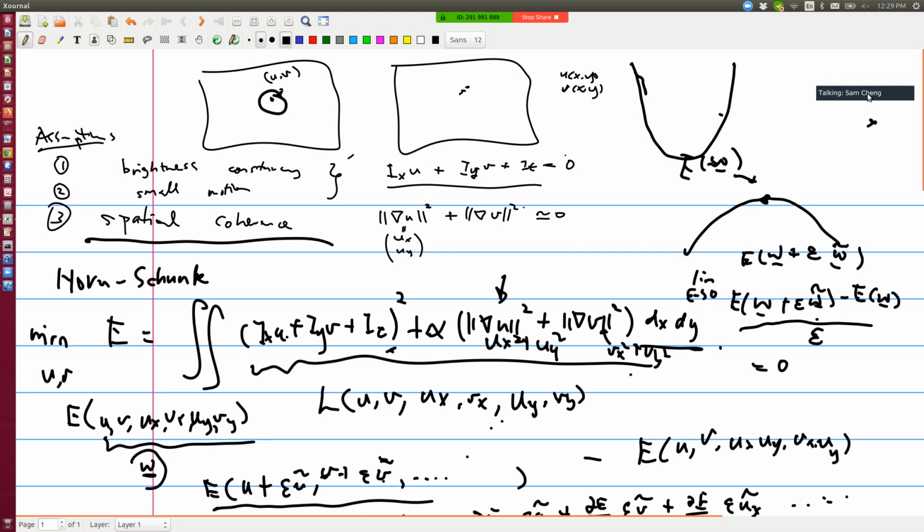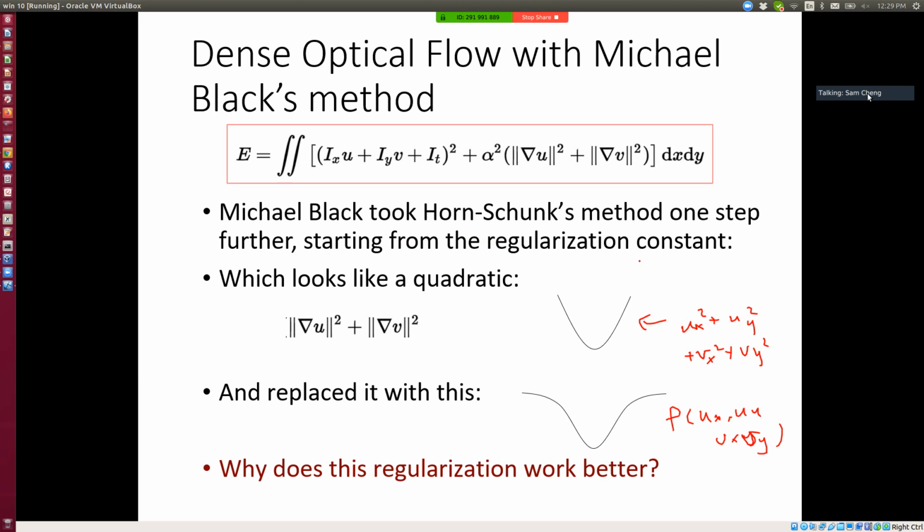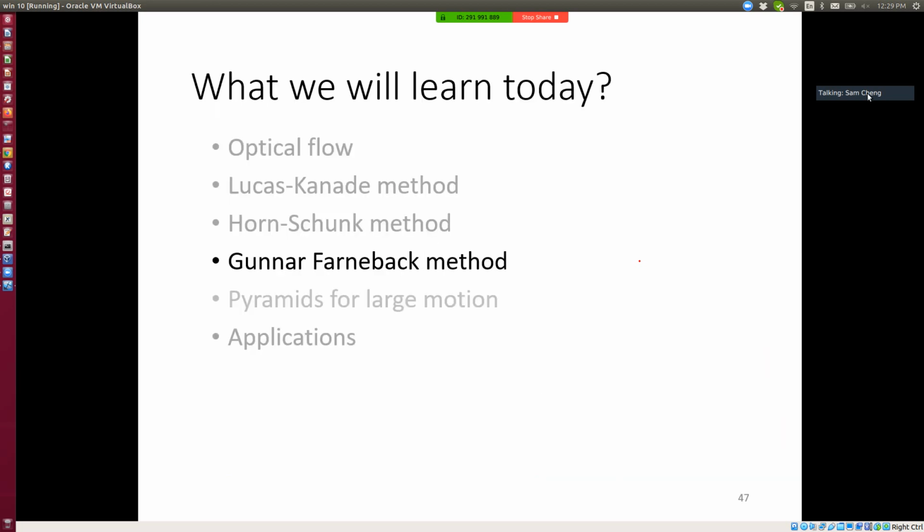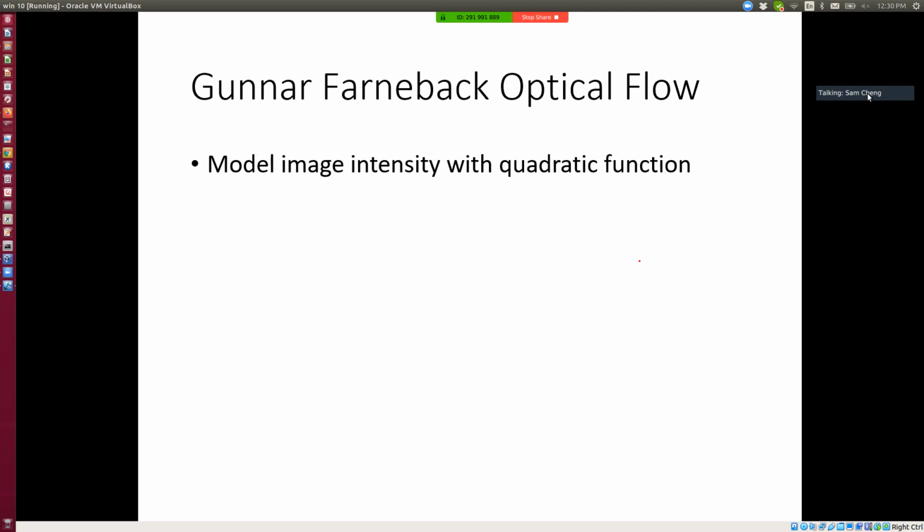So, but anyway, just a remark. And now I would only also talk about one more method, and that's the end for optical flow. I'd like to mention this method because this is actually the one used in OpenCV. It's a more recent method called Gunnar Farneback.